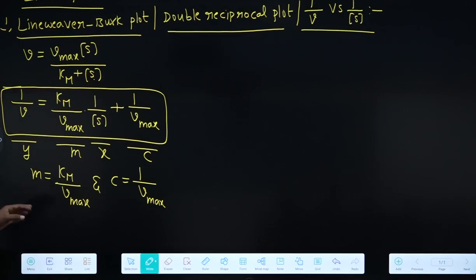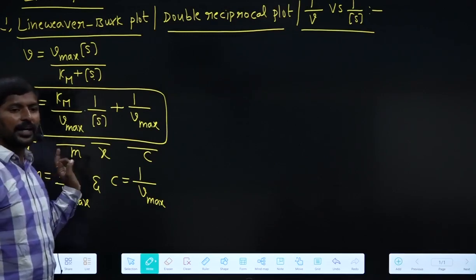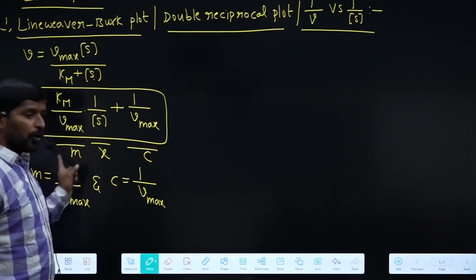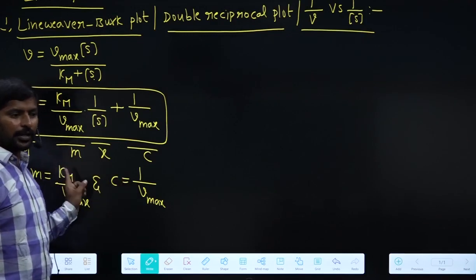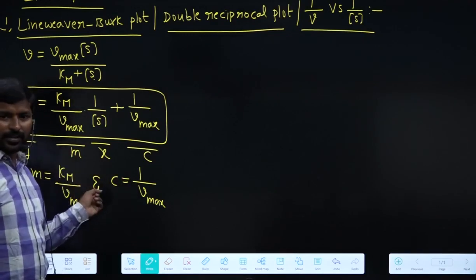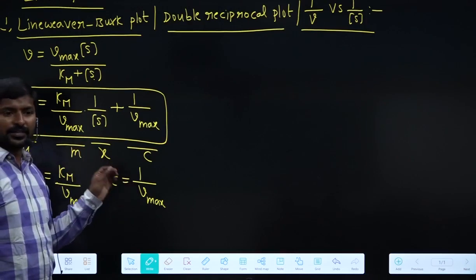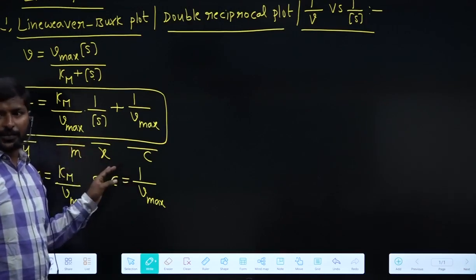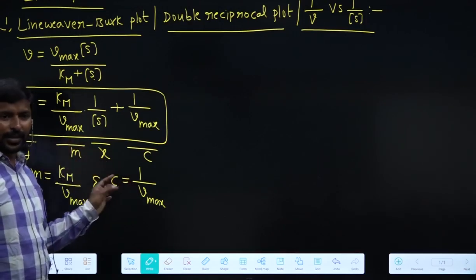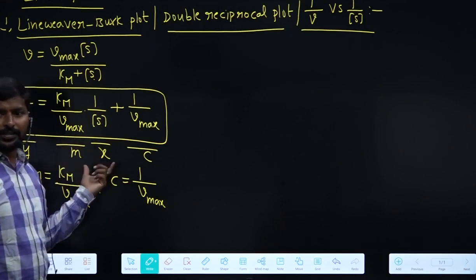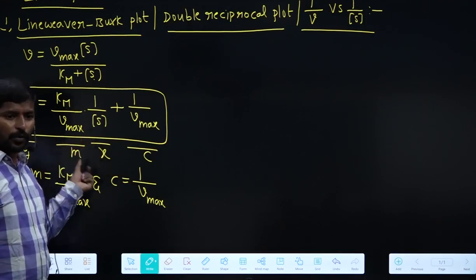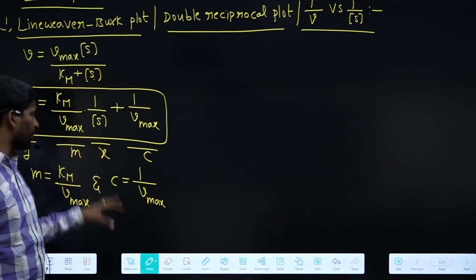The nature of the questions is that they ask you to calculate the Michaelis constant. If slope and intercept data is given, how do you calculate the Michaelis-Menten constant, the catalytic efficiency, or the turnover number? All of those we can calculate by using this equation.